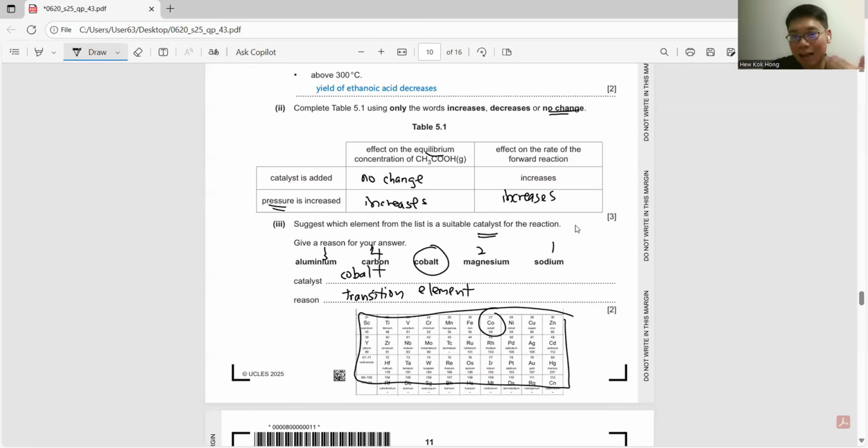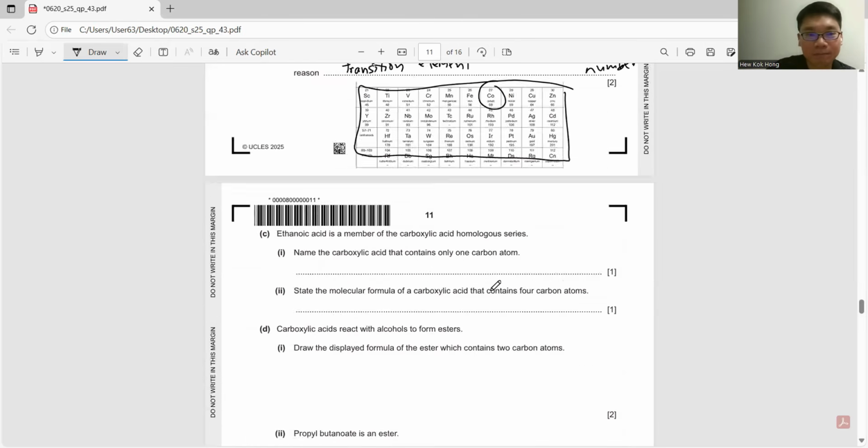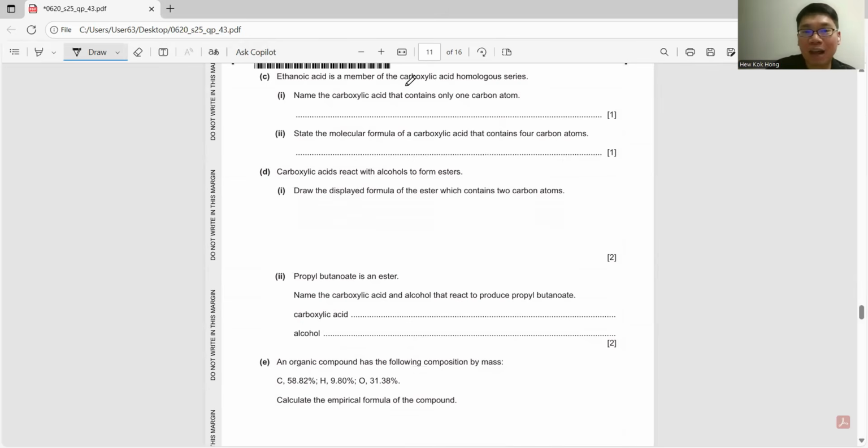So transition elements, other than being suitable as catalysts, also form coloured ions. That's why you have Fe2+ and Fe3+, green colour and brown colour, and Cu2+ is blue colour, and they also form various oxidation numbers. It's special for transition elements. Part 3, ethanoic acid is a member of the carboxylic acids. Name the carboxylic acid that contains 1 carbon atom. 1 carbon atom means meth. Acid means ethanoic acid. So it's methanoic acid.